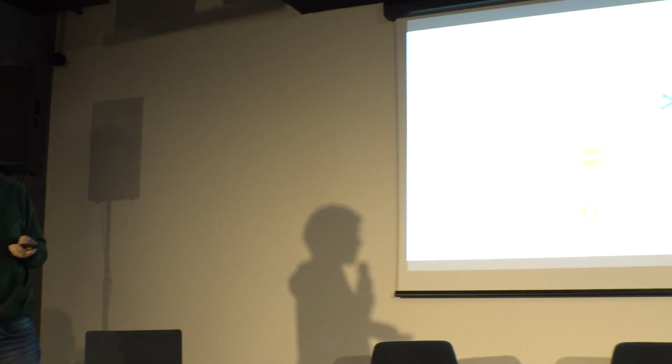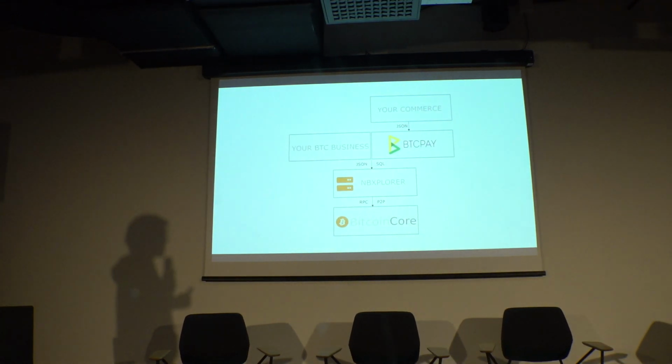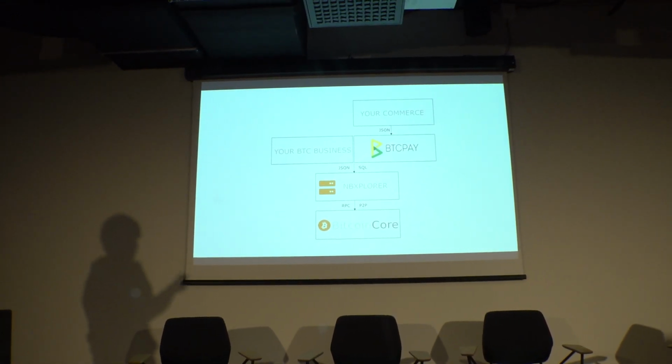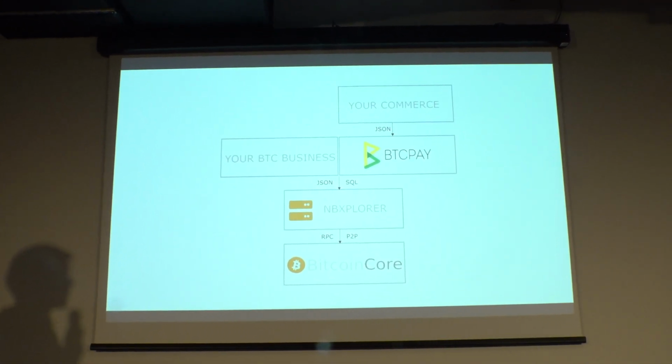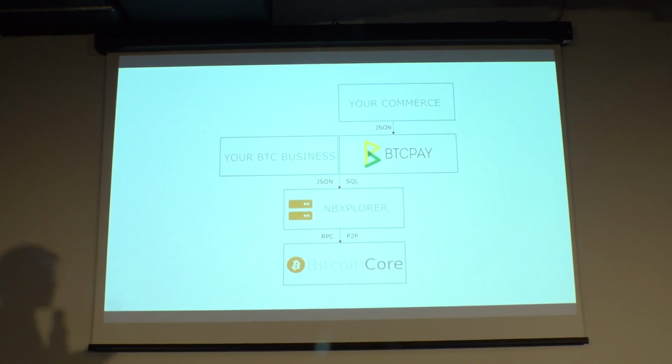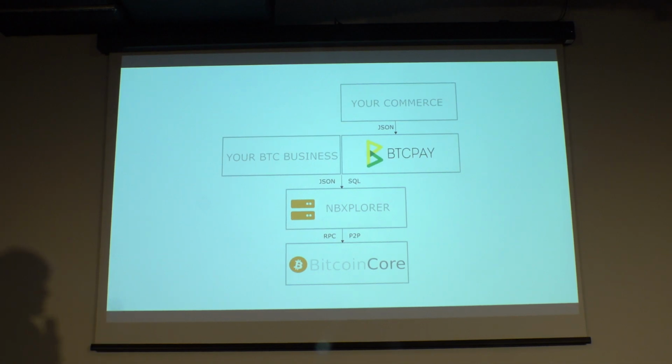A bit of a map: NBXplorer communicates with Bitcoin Core over RPC and the peer-to-peer layer. I advise using NBXplorer for people that have a generic Bitcoin business that is not specific to commerce. If you already have a commerce business, I advise you to just use the API of BTCPay Server. It's more high level, easier to use in some cases. But NBXplorer provides lots of flexibility and in general can adapt to any business case that you have on Bitcoin.